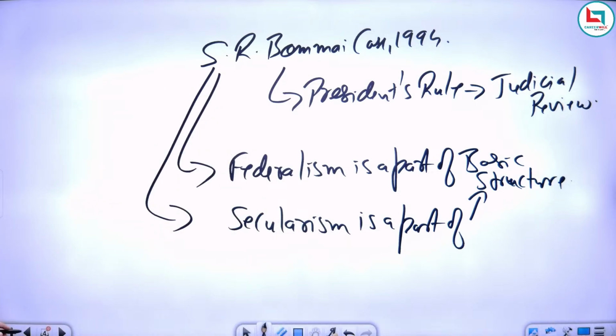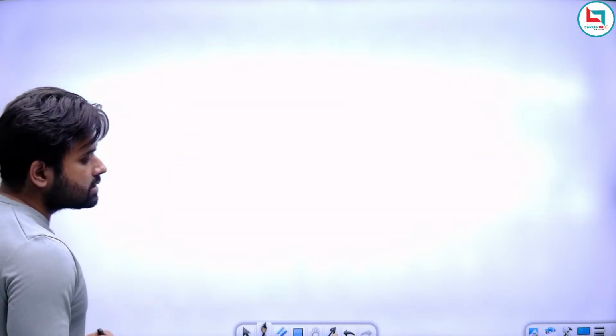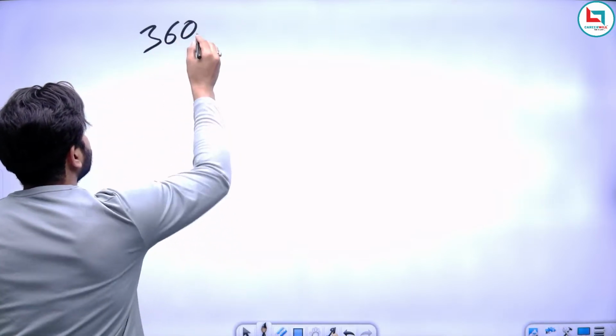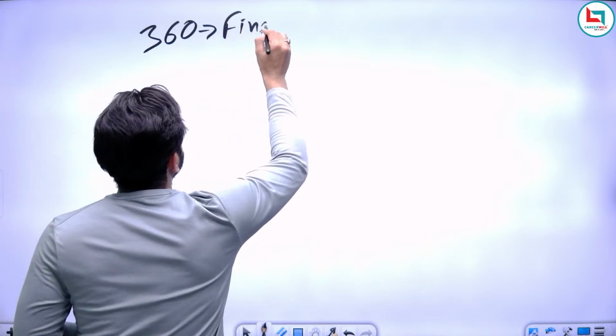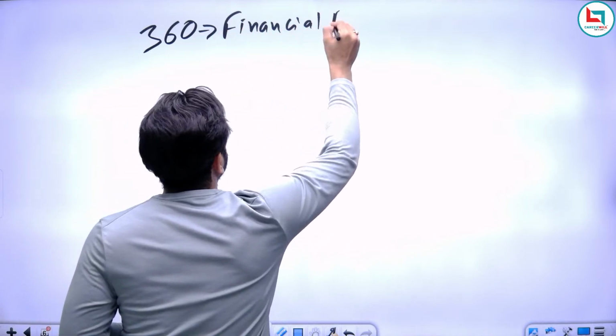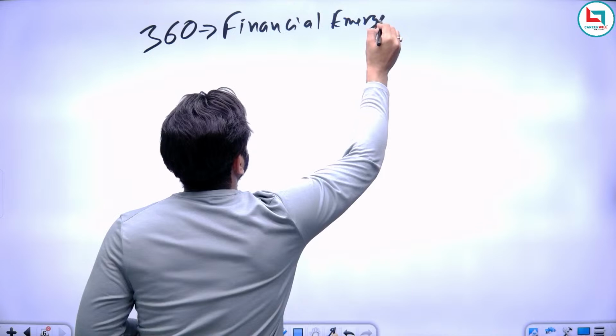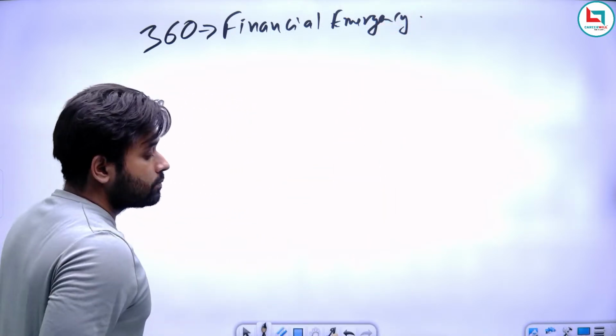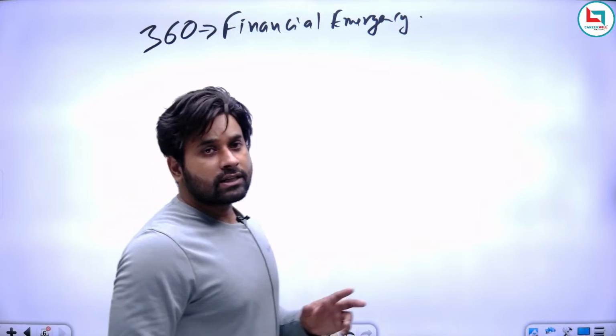So finally, we can start with the last emergency, and the last emergency is financial emergency. Now, the financial emergency is under Article 360 of the Constitution, and remember, this is the only emergency which has not been imposed so far in our country. But there were chances, especially in 1991.